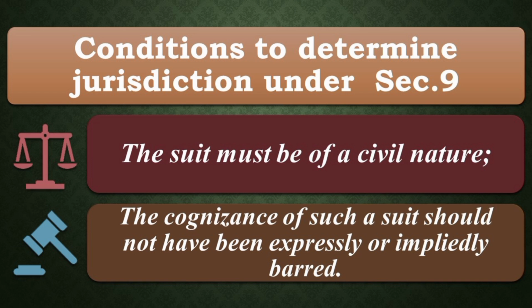Therefore, when we see Section 9 of this Civil Procedure Code, we notice two conditions clearly mentioned under this section. The first is that the suit should be of civil nature. The suit must be of civil nature. And the second condition is that the cognizance of the suit should not have been expressly or impliedly barred.